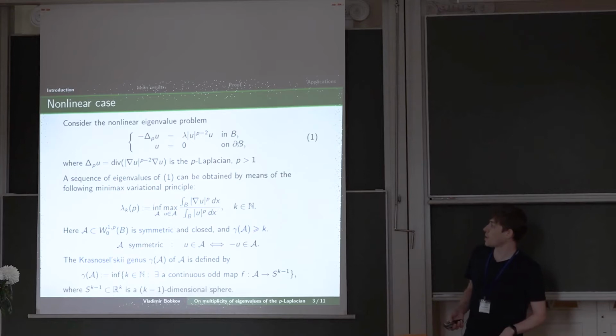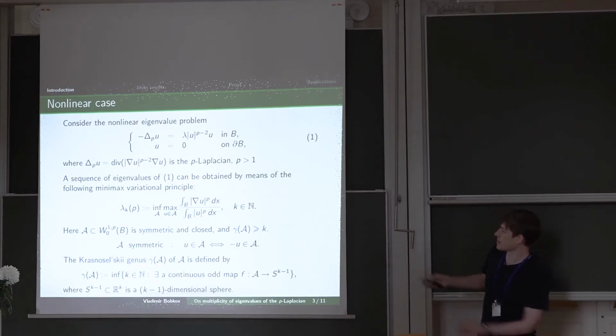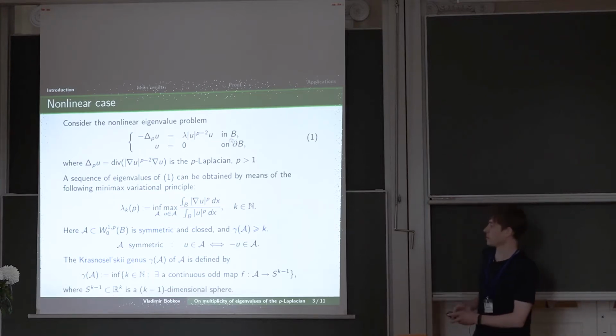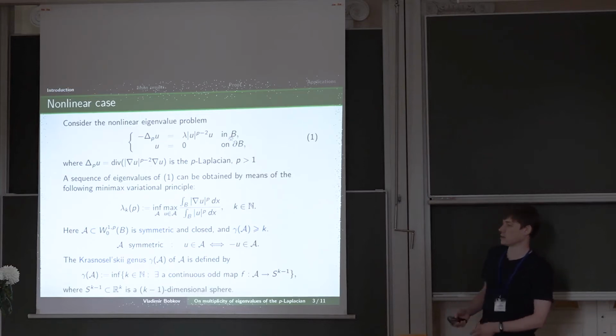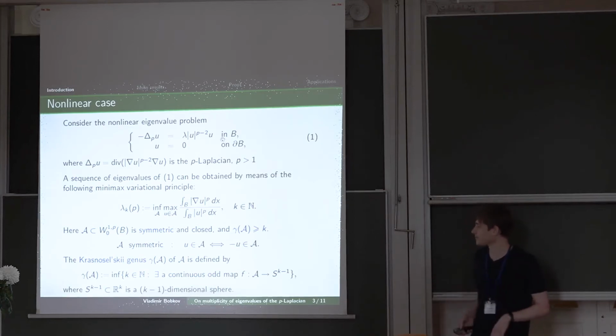In particular, we can construct the sequence of so-called variational eigenvalues of that problem by means of the following minimax variational principle. Here, we maximize the Rayleigh quotient over the set A and minimize this maximum over all admissible sets A. Under the admissible set here, we mean the following. This is a subset of the Sobolev space, which is symmetric. Under symmetry, we mean that an element belongs to A if and only if minus the element belongs to A.